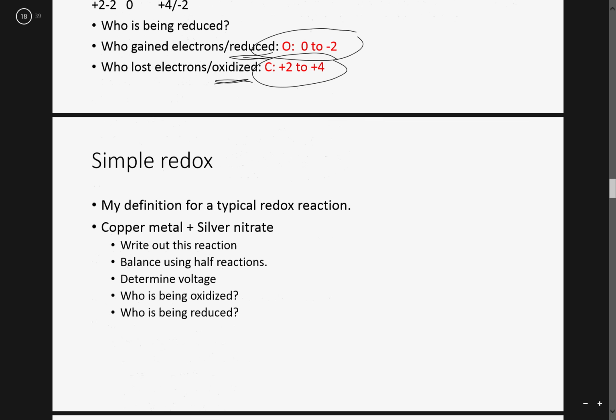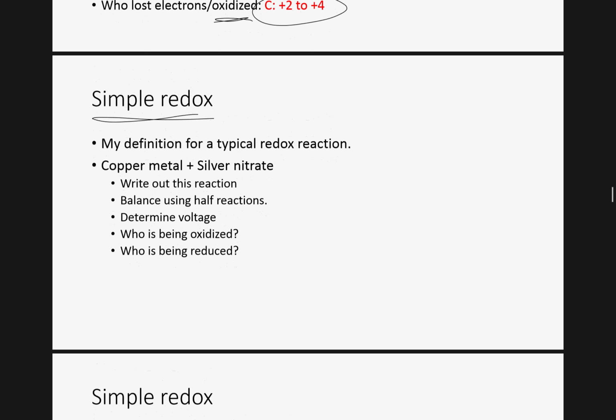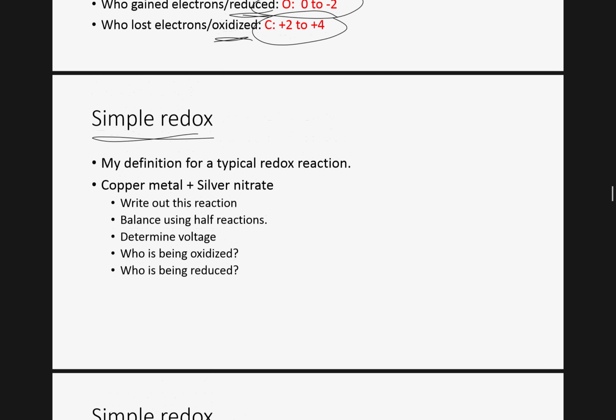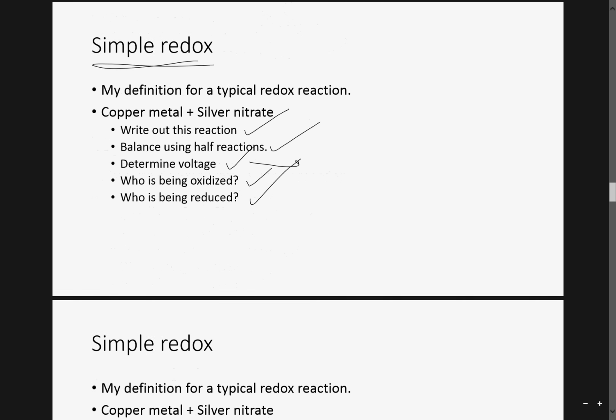Alright, simple redox is my name for your basic simple type of redox reaction. Someone in regular chemistry might call this a single replacement. Things you should be able to do: write out the reaction, balance using half reactions, determine the voltage, determine if it's spontaneous or not based on that voltage, and who's being oxidized, who's being reduced. All things you should be able to do.